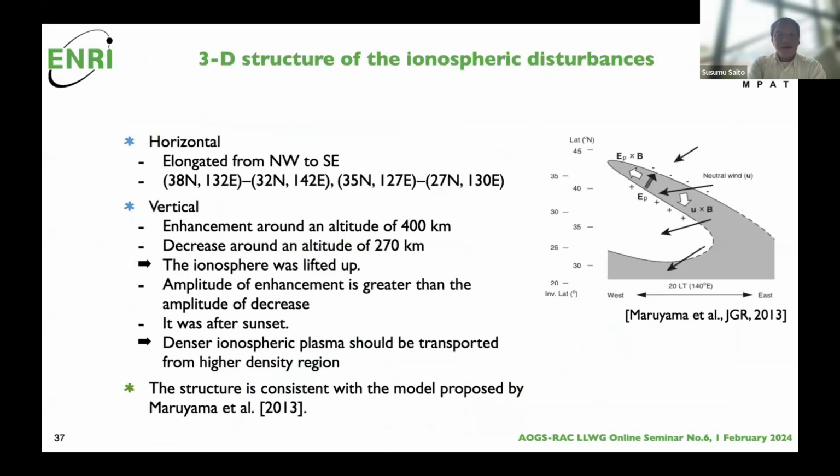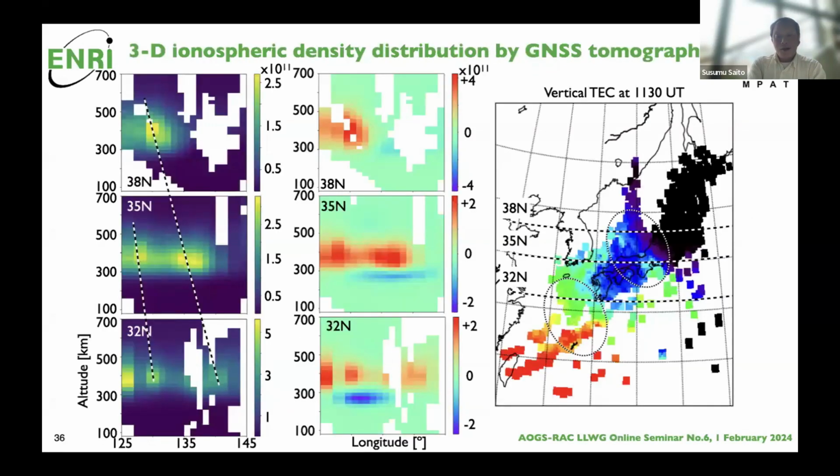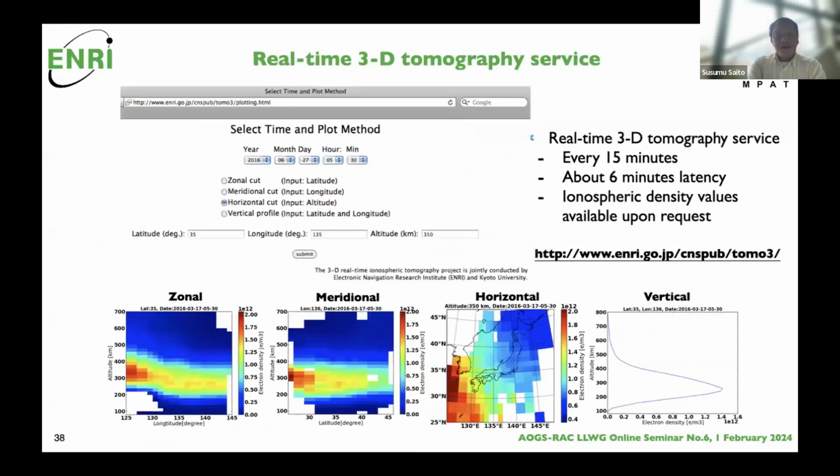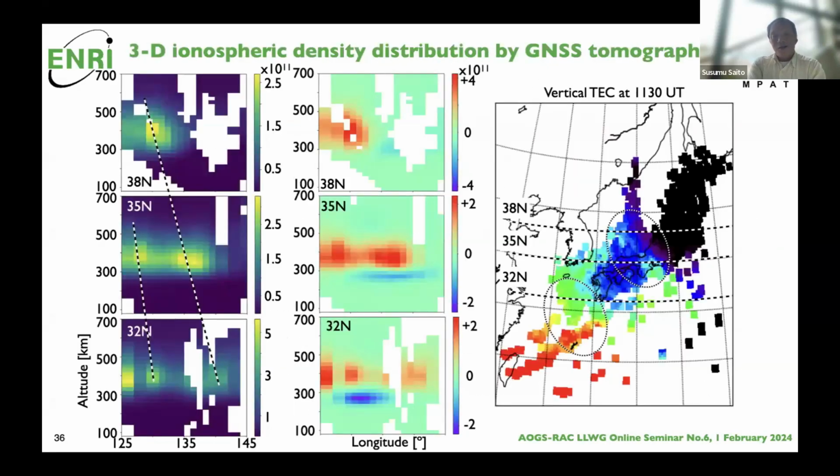Okay, maybe. And by using this information, we could infer the ionospheric physics or mechanism to cause this kind of phenomenon. Maybe we can skip this. The key point is that this kind of ionospheric density profile and variation from the previous day are available in near real time. Now there's just 3 minutes delay.